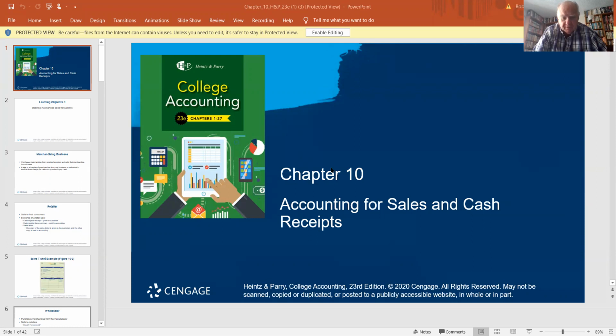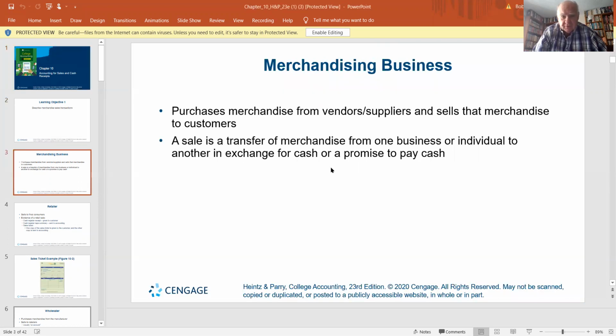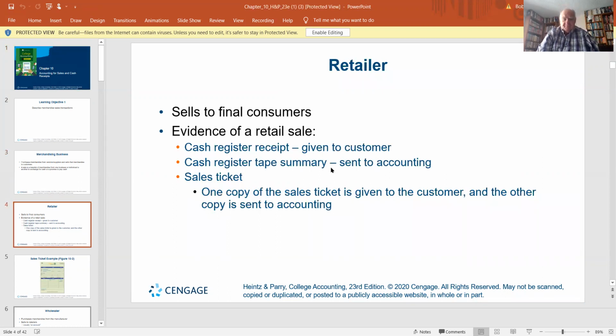Let's see what we're talking about here. Merchandise sales transactions. Know what a merchandiser is. I mean, this was kind of on the first test. You buy merchandise from vendors and you sell that to customers, okay? We know what a sale is. Retailer, those are the stores. That's Kmart, that's Target, that's Macy's. Those are the stores, 7-Eleven. They sell to the final consumers, also called the end users.